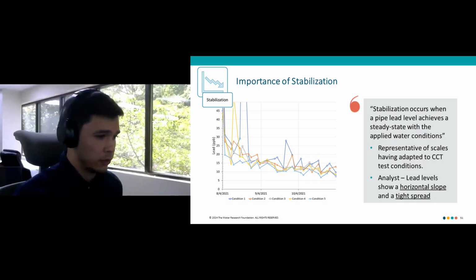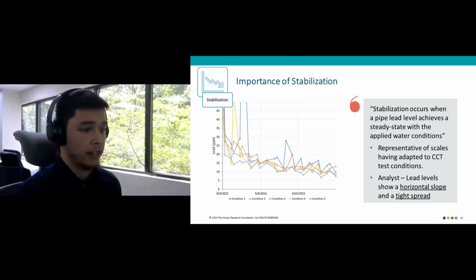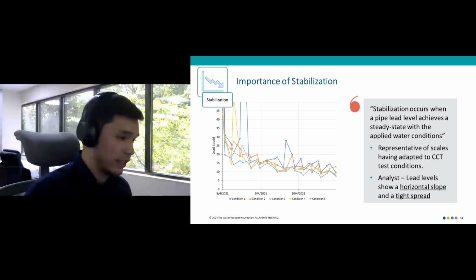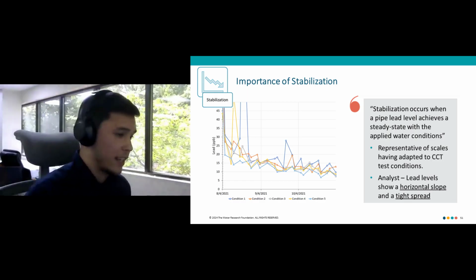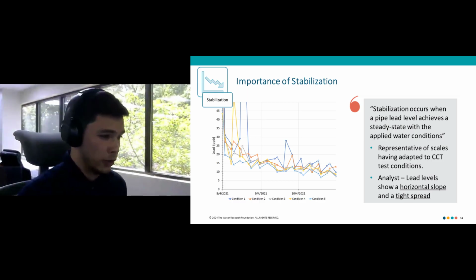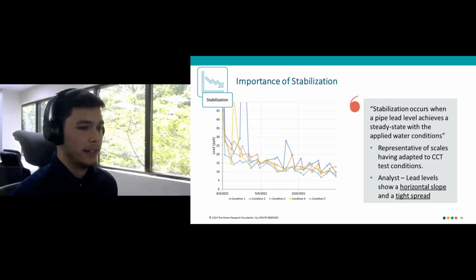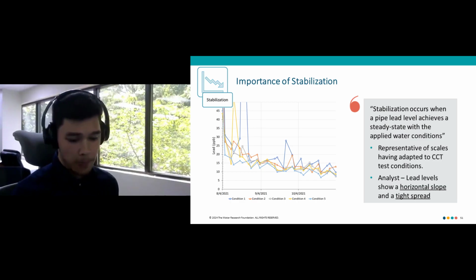For the analysts, of course, I've been alluding to this, talking about how this physically is being represented, but this is generally shown with a horizontal slope and a tight spread of data. So if the data is too spiky, as you could probably see in the middle of that graph for that blue line, the pipes might not be quite yet stable, even though I could draw a horizontal trend. Obviously there are not that many points there to work with, but it needs to not show that the lead levels are going all over the place.